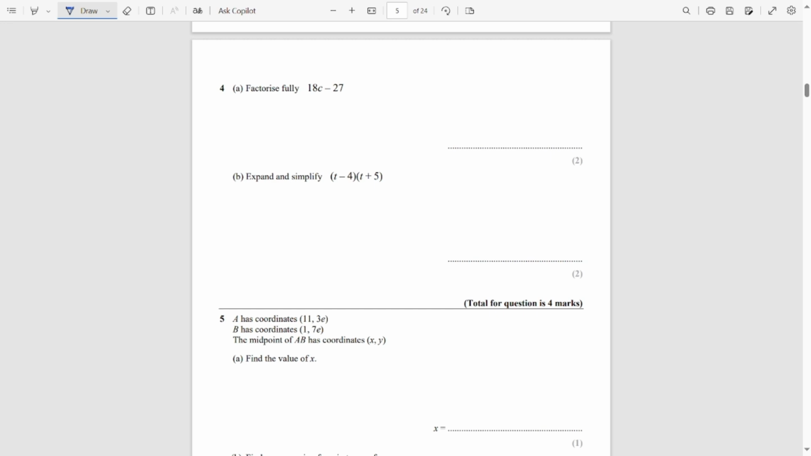Okay, now we have some factorising here to do. I'm noticing that 18 and 27 are both divisible by 9. So I can take 9 out the front. 18 divided by 9 is 2, so it's 2c. And 27 divided by 9 is 3, so that's negative 3. Just be careful to take out 9. If you take out 3, then you will need to take out another factor of 3 afterwards.